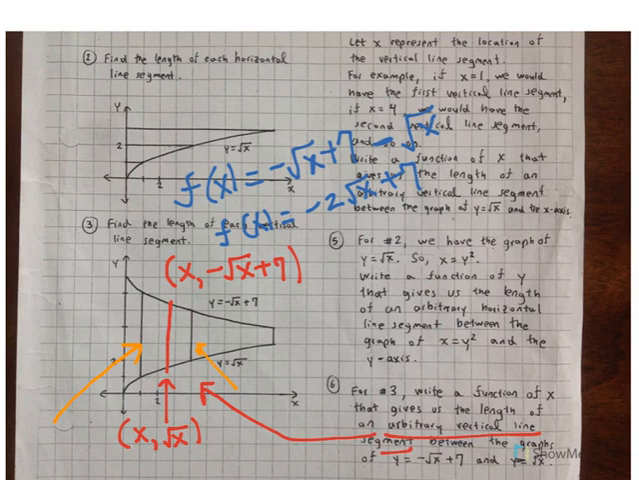When I substitute 4 for x, I would have f of 4 is equal to negative 2 times the square root of 4. Square root of 4 is 2. 2 times negative 2 is negative 4. Plus 7 is 3. And when I look at this one, x is equal to 9, and this function tells me that the length of this particular vertical line segment at location x is equal to 9 is negative 2 times the square root of 9. Square root of 9 is 3. 3 times negative 2 is negative 6. Plus 7 is 1.